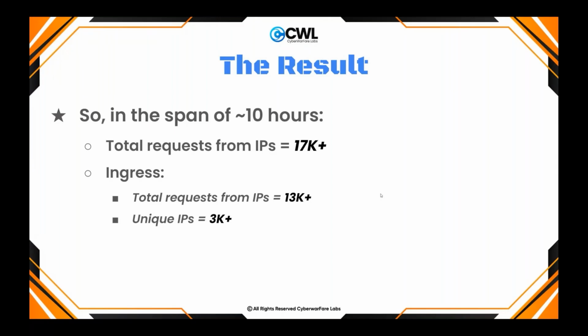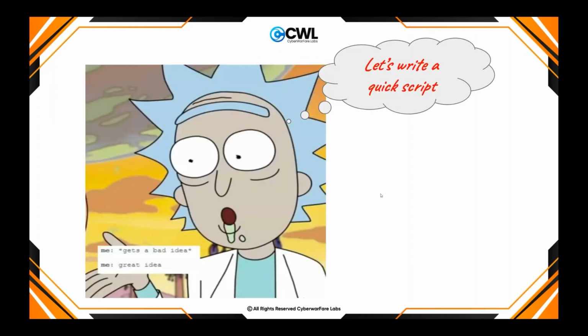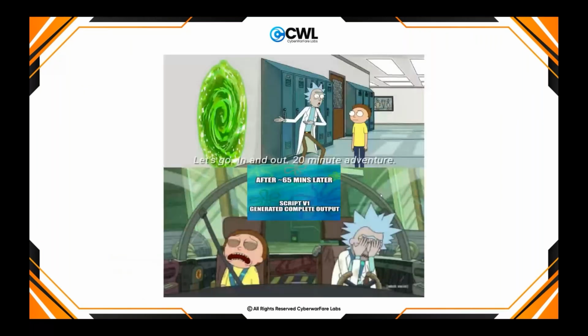After seeing this much data, I was like, okay, let's write a quick script. I mean, what could go wrong by writing a script? Initially I thought it would take 15-20 minutes. I'll write a quick script. And I did. The first iteration of the script was 15-20 lines in Python, and I ran it with the unique IPs.